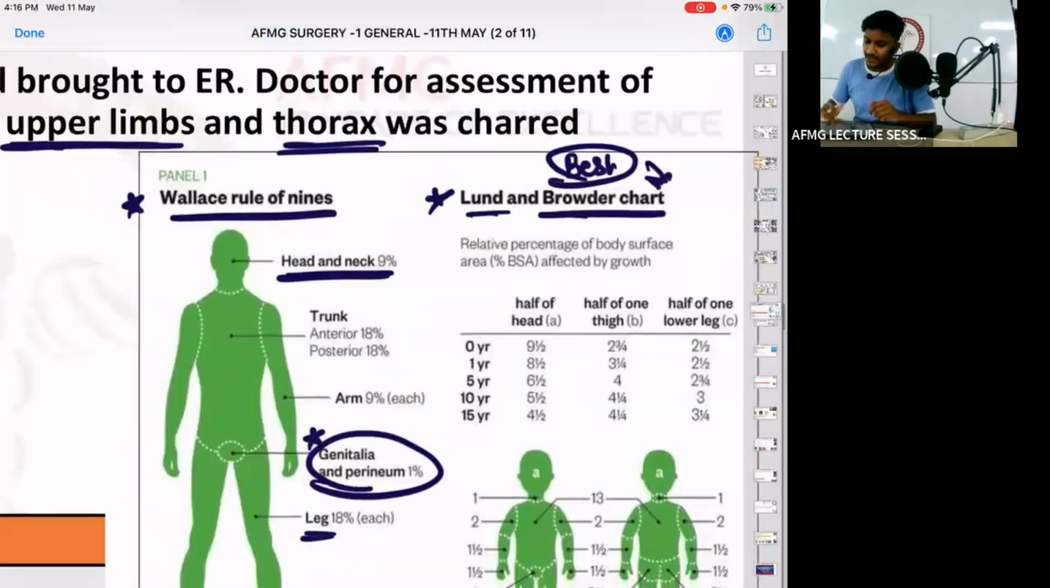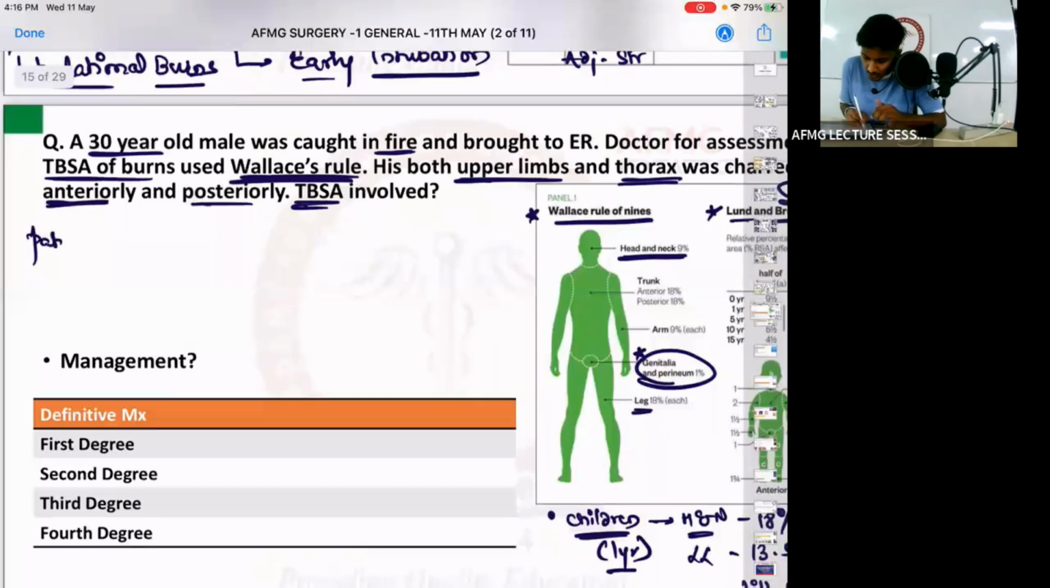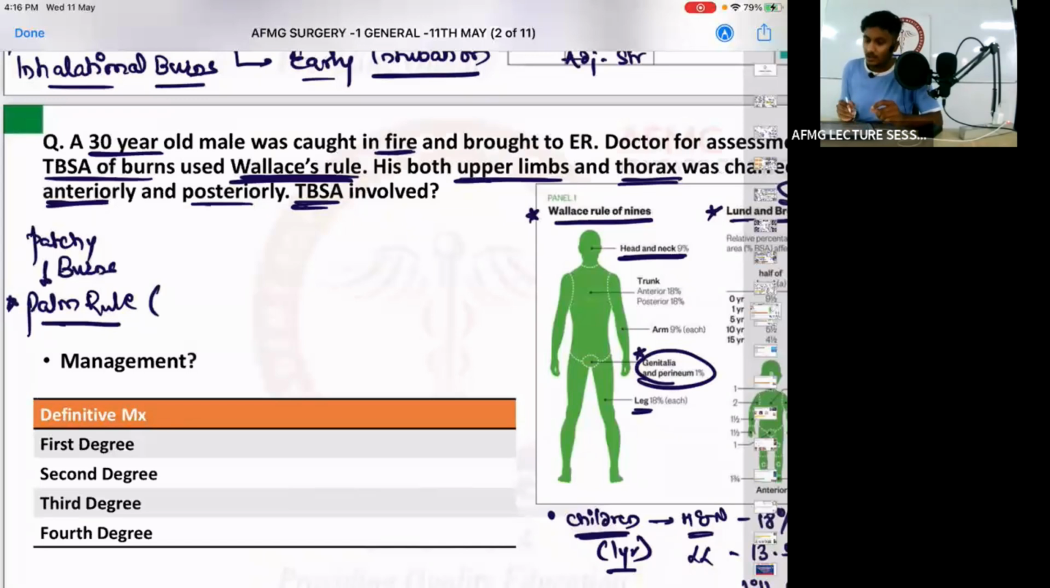And then if they say the patient is having patchy burn, then we can use which rule? For patchy burns, use the palm rule. And whose palm? Not yours, the patient's. So the patient's palm, one palm, will constitute 1% of the total body surface area. No issues with this.